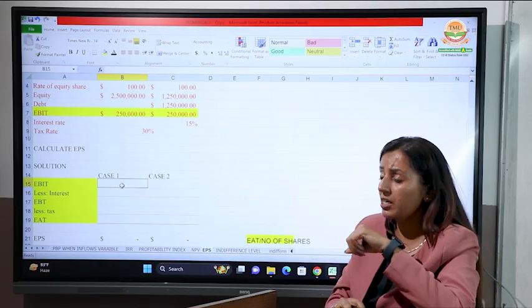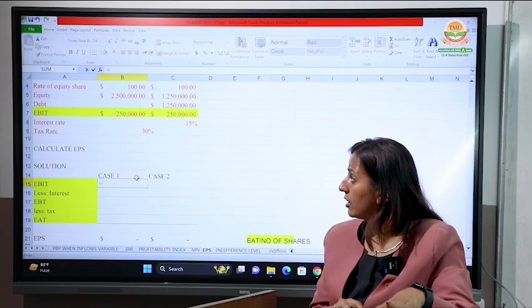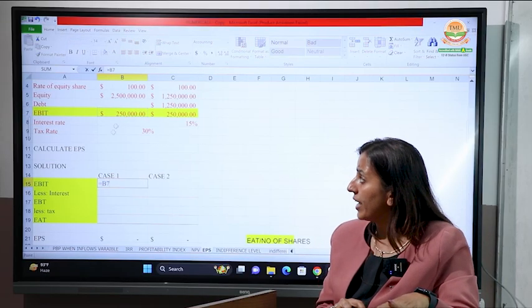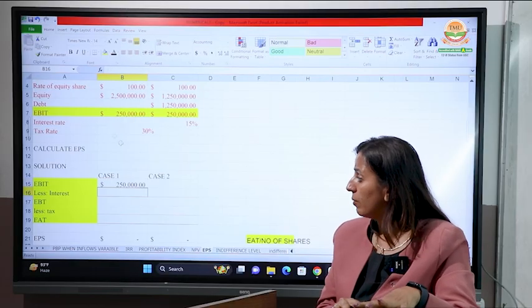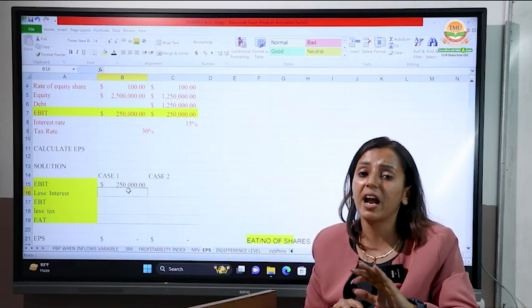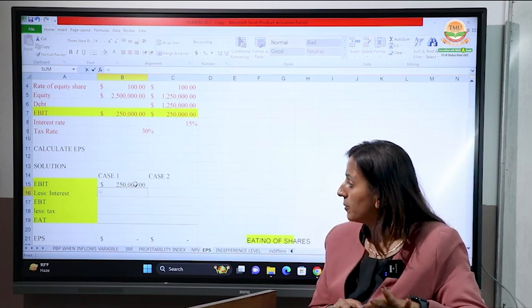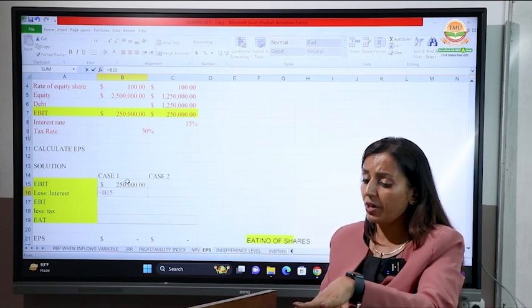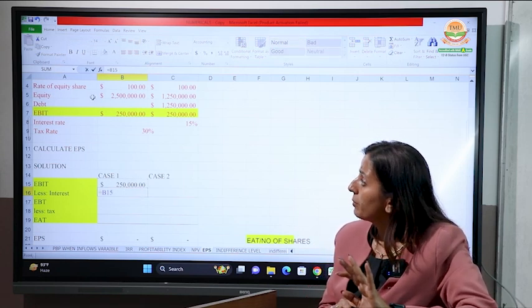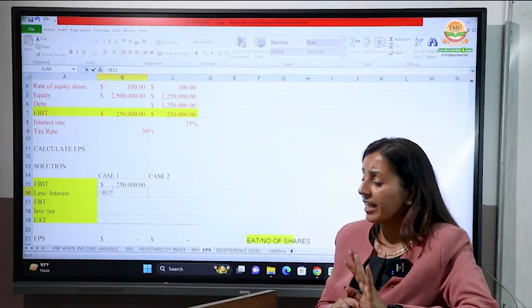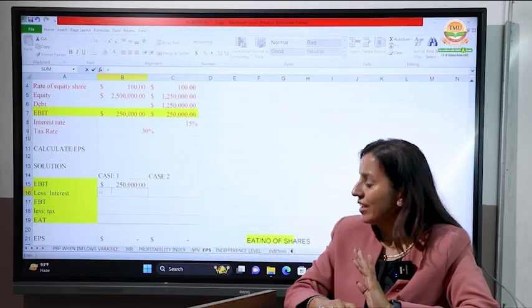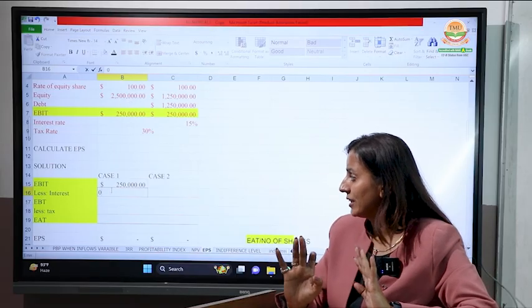So we have the given earnings before interest and tax, which is 2,50,000. Then we have to deduct the interest element from EBIT. How much debenture have I taken? No, ma'am, I haven't taken any debenture. Therefore, there will be no interest in this case.